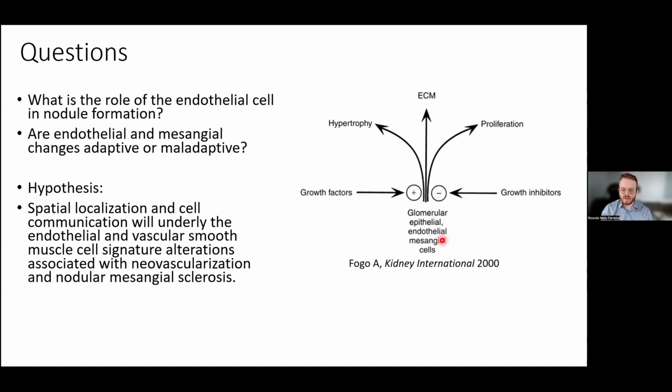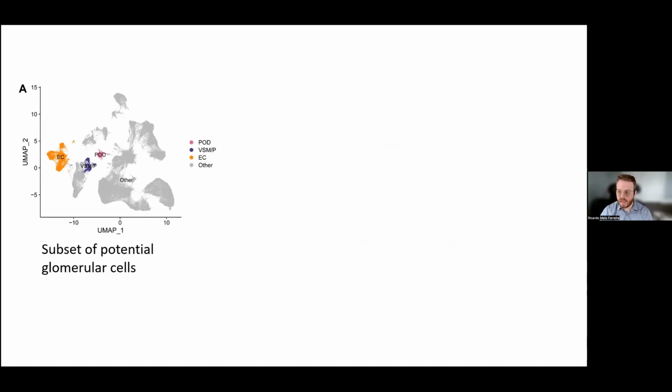change in endothelial cells, vascular smooth muscle cells, and mesangial cells associated with neovascularization and mesangial sclerosis. So to address that, we start with, again, going back to the reference that I talked about before, the KPMP HuBMAP reference. We took the single-nucleus atlas and we essentially subsetted all the major cell types that we expect to find in the glomeruli.